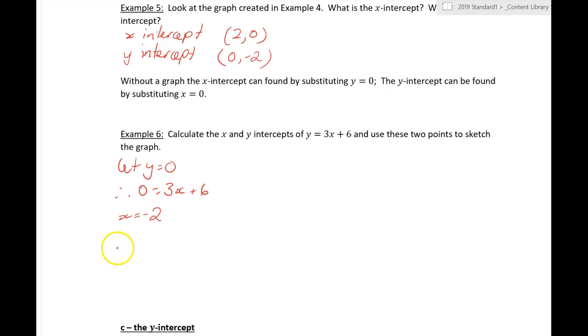Try the same thing with the y-intercept. To find the y-intercept, we let x equal 0. Therefore, y equals 3 lots of 0 plus 6, which is, of course, just 6. So my x-intercept is negative 2, 0. X comes first. My y-intercept is 0, 6.